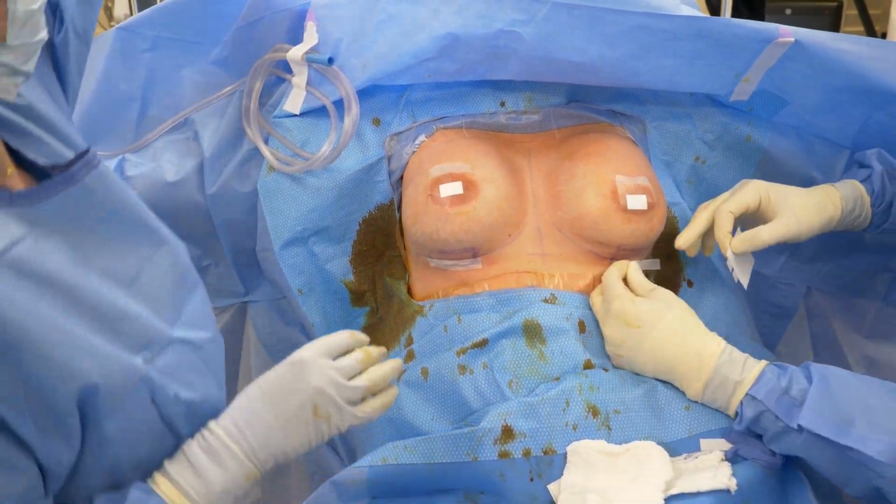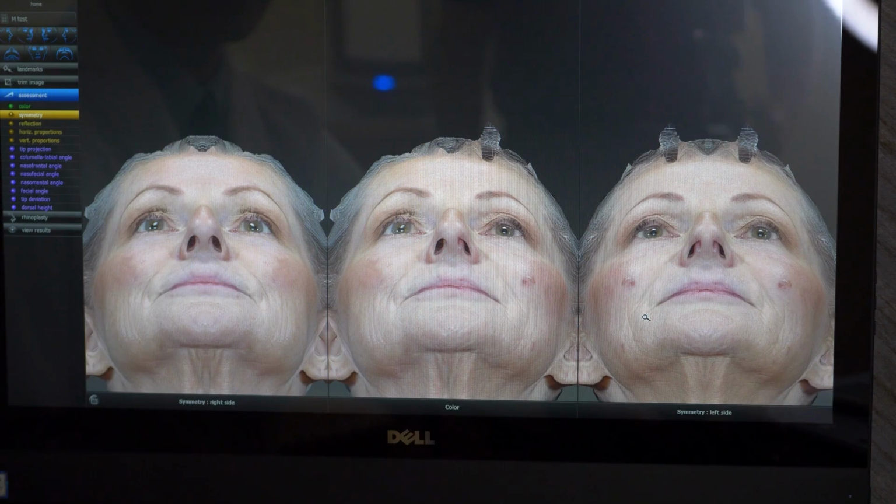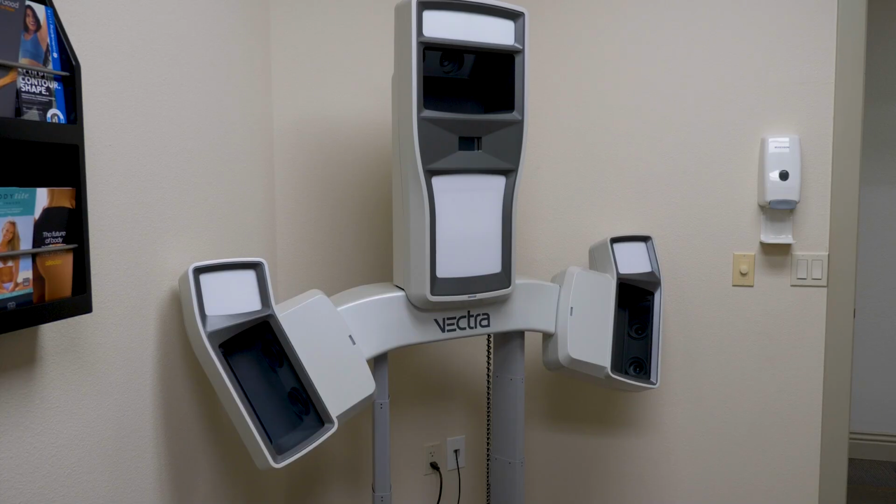Vectra can be used for a number of different things. In my practice, I use it primarily for breast surgery, and for rhinoplasty surgery, which is hugely beneficial because I can do a number of different things to the nose: make it smaller, make it larger, redefine the tip of the nose. I can also use it for chin augmentation. For people that have a weak chin, you can simulate that, and again, it gives them a very realistic idea of what they're going to look like after surgery.